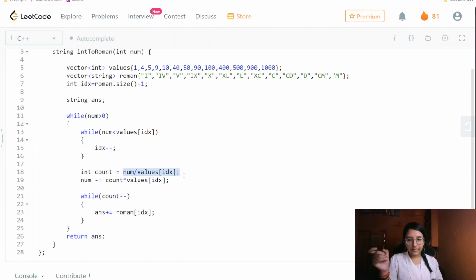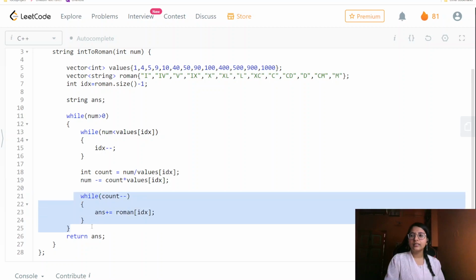So for that 3000, we will be getting 3 multiplied by 1000, right? So we will be getting count as 3. So here we multiply 3 with that particular value, that is 1000, and we will be subtracting that from num so that we can get our 222.